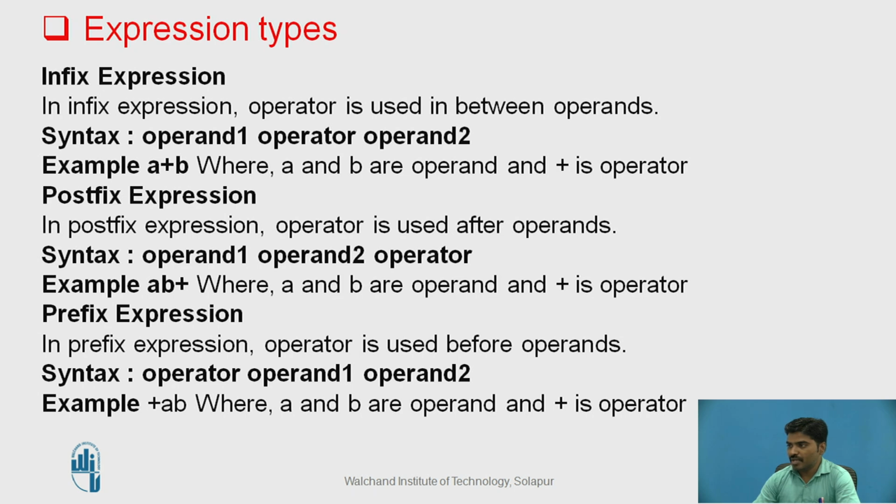There are three types of expressions. First is infix expression, second is postfix expression, and third one is prefix expression. In infix expression, the operator is used in between the operands. For example, A plus B. Here A and B are the operands and plus is the operator. And in postfix expression, the operator is used after the operands. AB plus. Here A and B are the operands and plus is the operator. And in prefix expression, the operator is used before the operands.